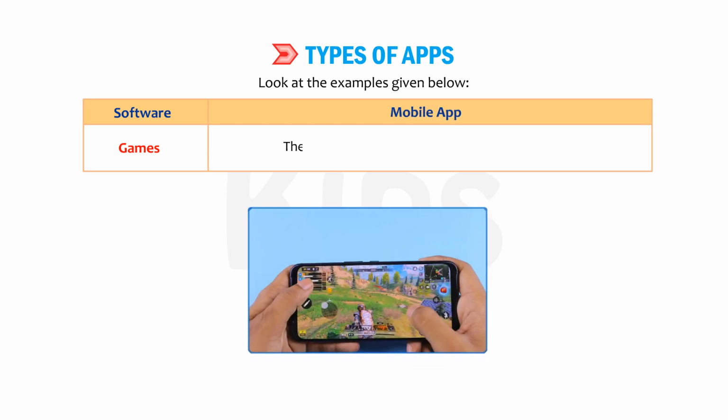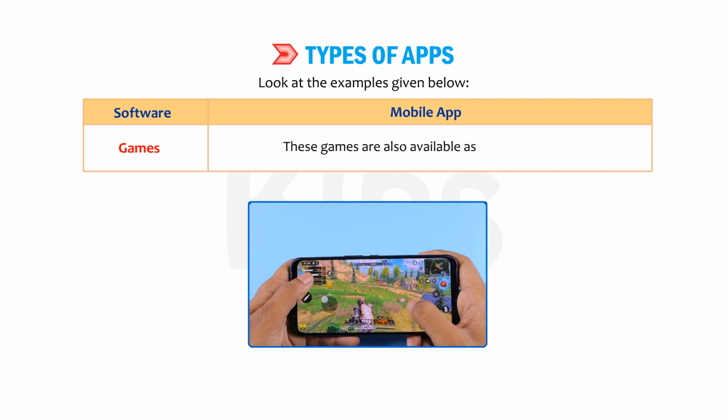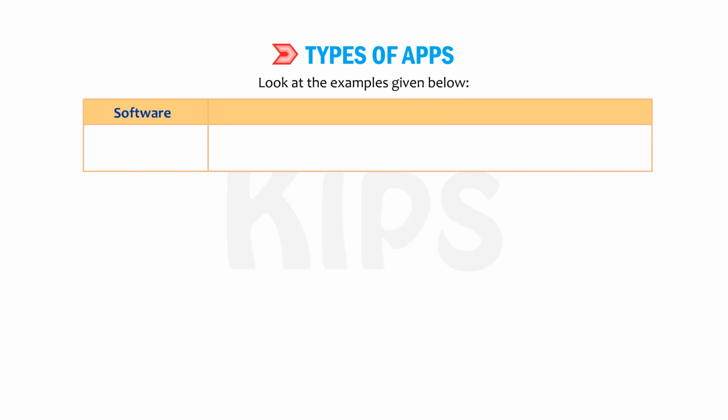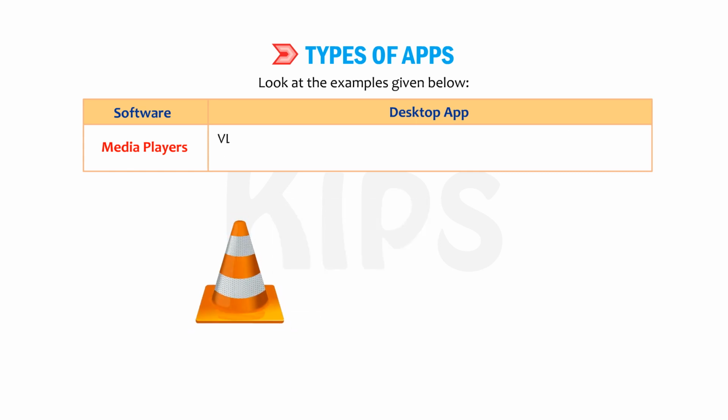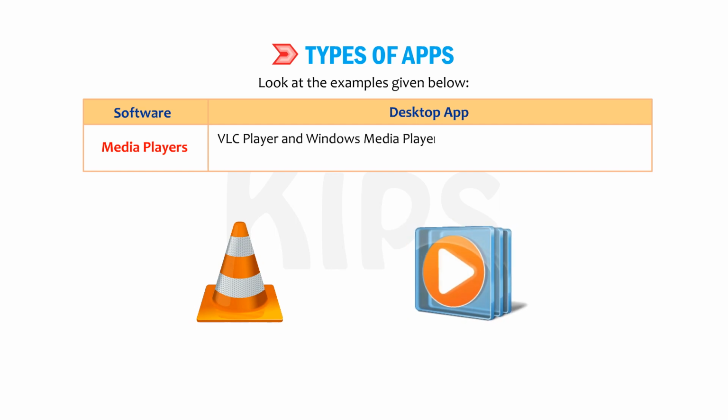Mobile app. These games are also available as mobile apps. Media players. Desktop app. Media player apps enable users to play music or videos on their computers. VLC player and Windows Media Player are some of the examples of freely available media players.